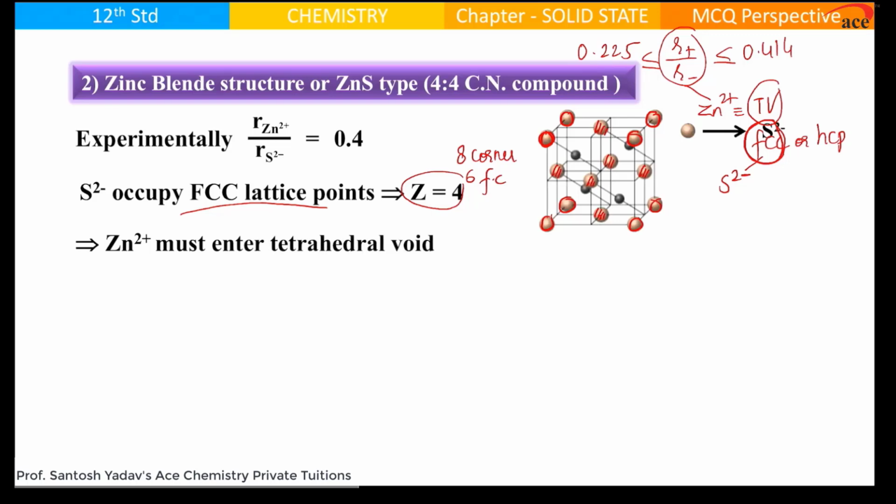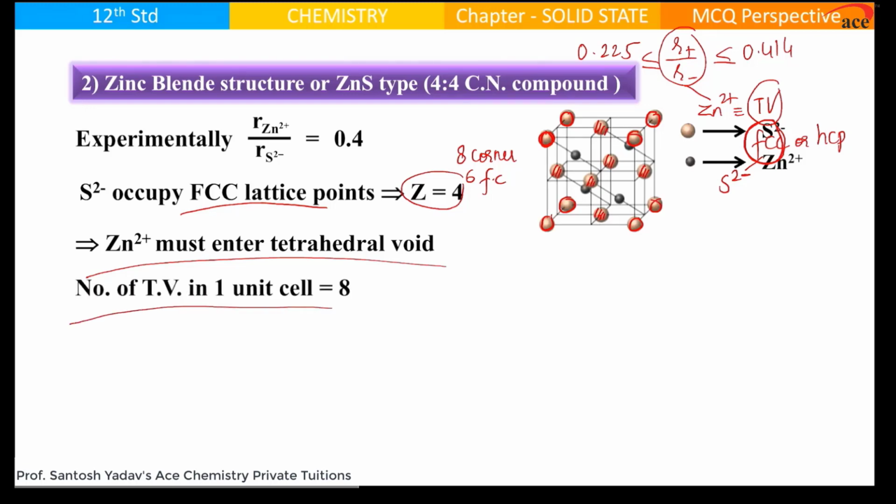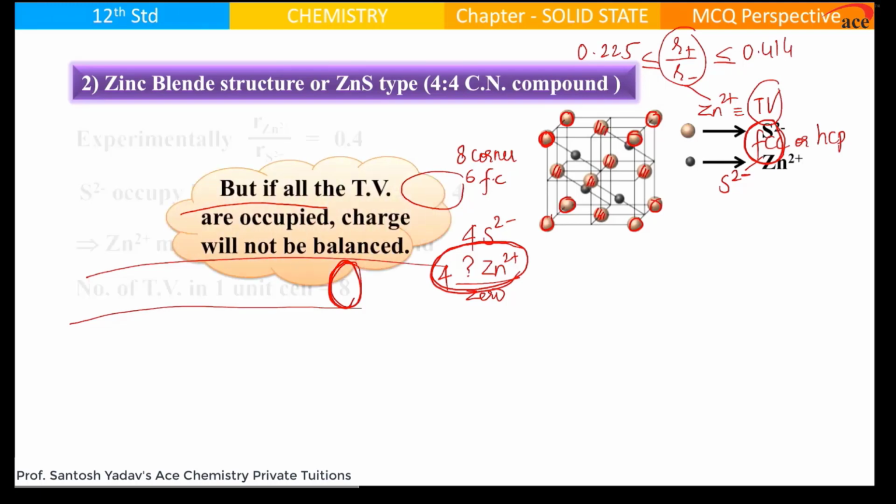So, zinc must be present in tetrahedral void as per radius ratio. Now, the number of tetrahedral voids in the unit cell is 8, but we know there are 4 sulfide ions. So, how many zinc ions should be present so as to have a charge of 0? Can you guess? Yes, you are right. 4 zinc ions should be present, but tetrahedral voids are 8. Zinc is present in tetrahedral void, but for charge cancellation, there should be only 4 zinc ions.